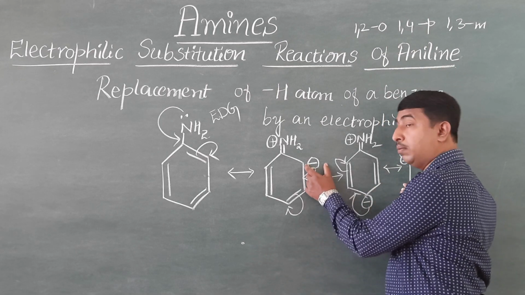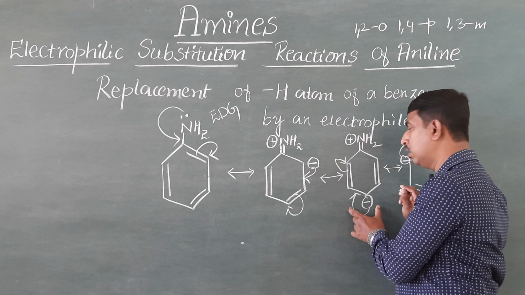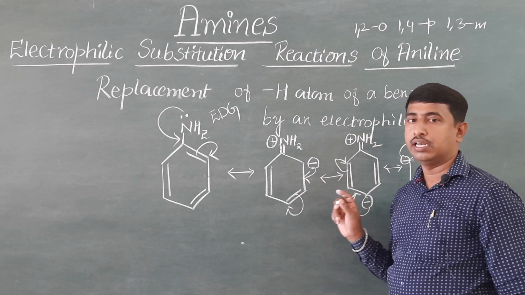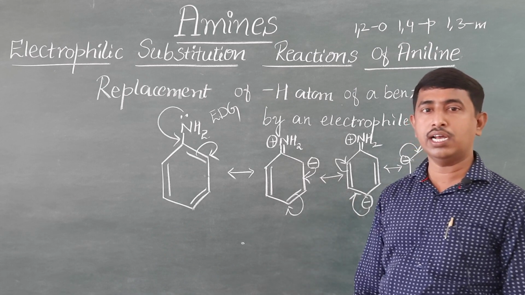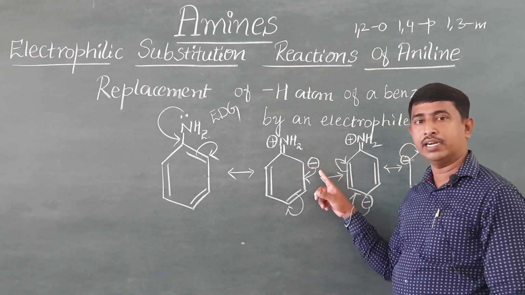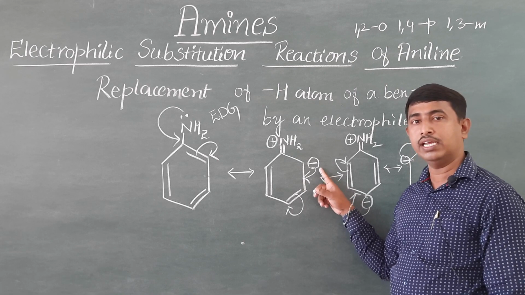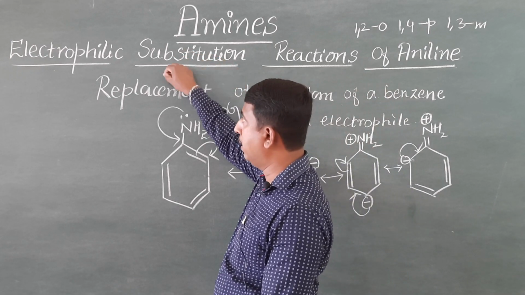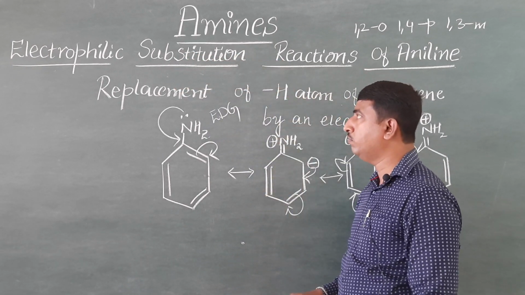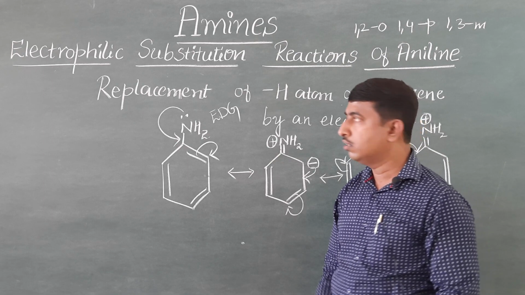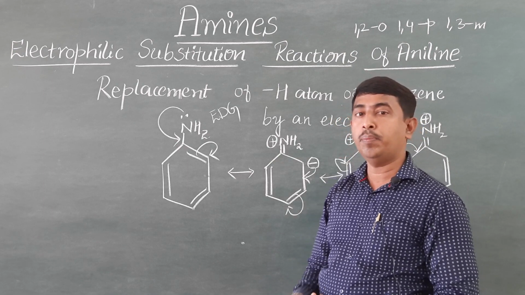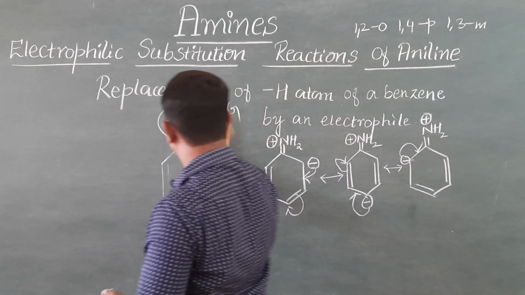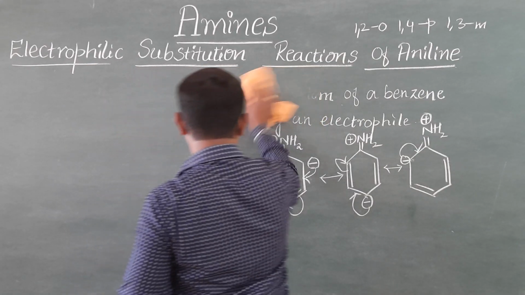So electrophile prefers ortho position and para position because at ortho and para there is negative charge. So positively charged electrophile gets readily attracted towards the negative center, that is ortho position and para position. So when aniline undergoes electrophilic substitution reaction, products formed will be ortho para products. Now let us take up the electrophilic substitution reactions.